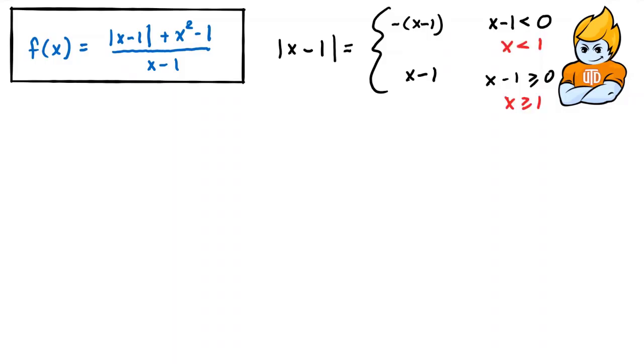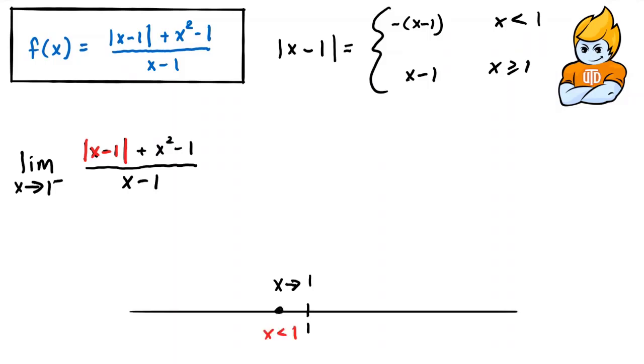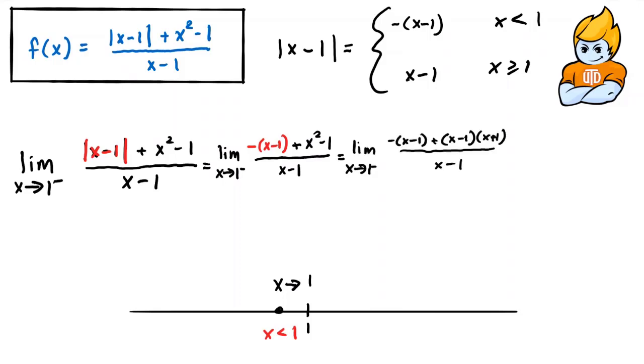Note that saying that x minus 1 is less than 0 is equivalent to saying that x is less than 1. And x minus 1 being at least 0 is equivalent to saying that x is at least 1. If you don't see it, just add 1 to both sides of the inequality. So now we're going to let x approach 1 from the left, and this means that x is less than 1. And so according to the definition of the absolute value of x minus 1, we can replace it with the negative of x minus 1. We can simplify and then evaluate directly to get 1 as our limit from the left.